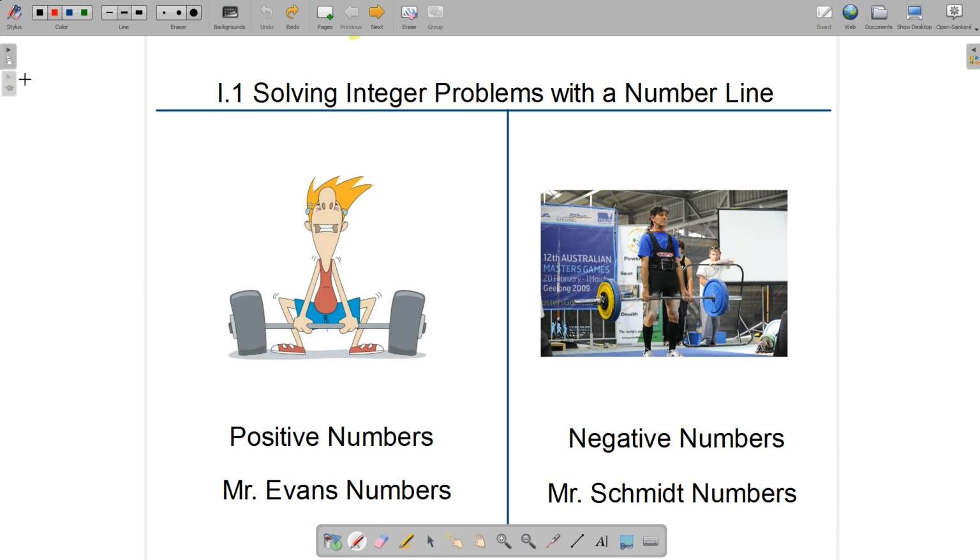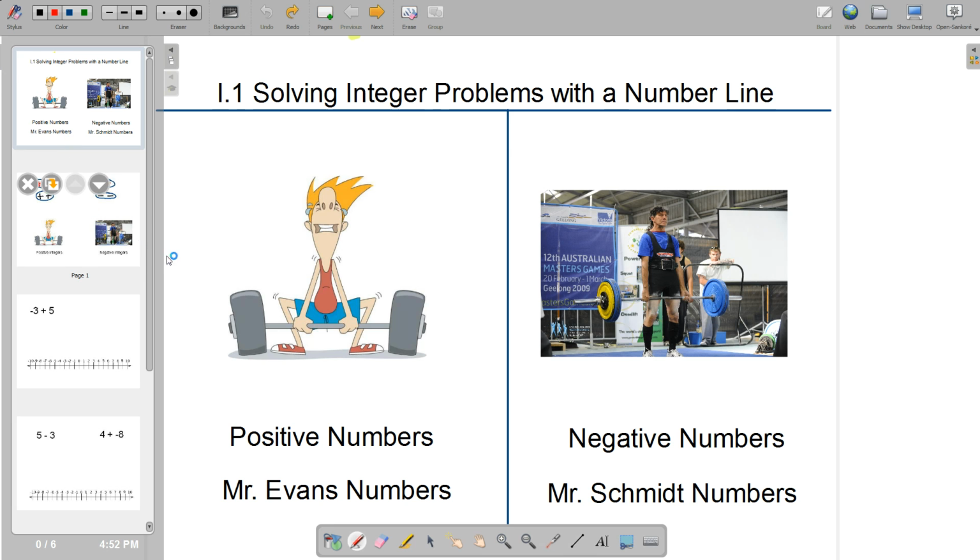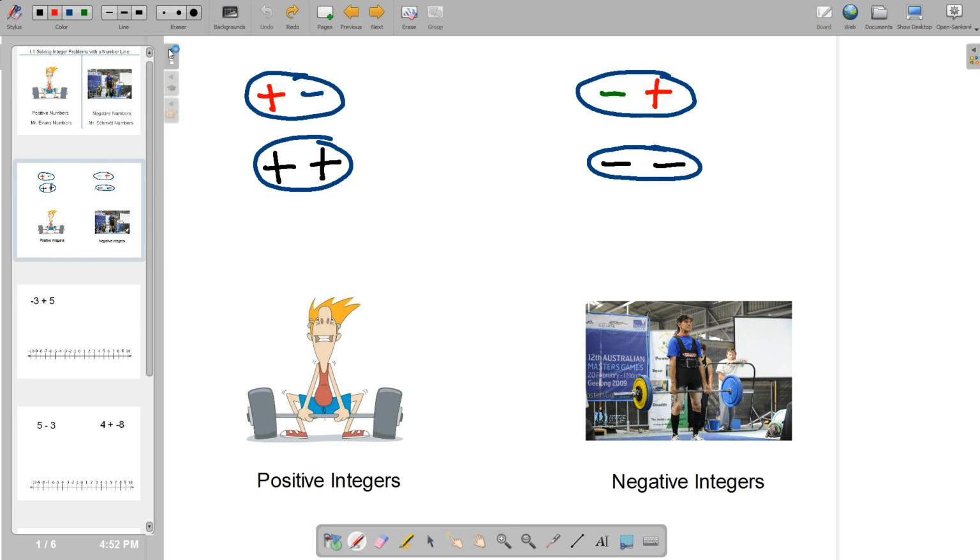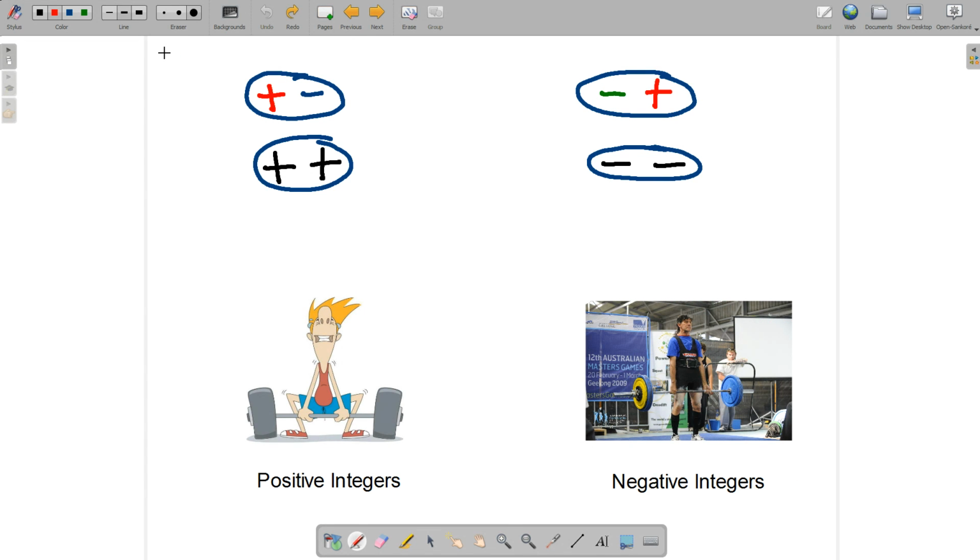And what happens when we do that is we end up dealing with situations where positive and negative numbers end up interacting with each other. So if a positive and a negative number would fight, just like if Mr. Evans and Mr. Schmidt fought, obviously Mr. Schmidt is going to win that fight. And it doesn't really matter if Mr. Schmidt's on the left or the right side of the fight, he's still going to win.